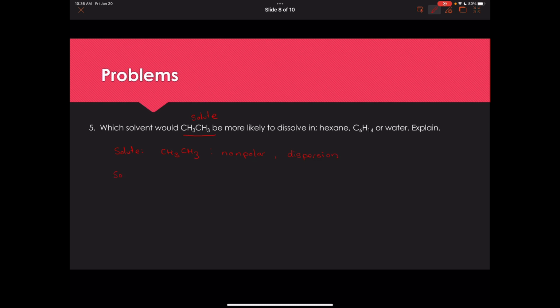Now if we compare that to our potential solvents, we have a C6H14 versus water. The C6H14 is nonpolar. It's only carbons and hydrogens. So it has dispersion. Water is polar. Remember, water has dispersion, dipole-dipole, and hydrogen bonding.